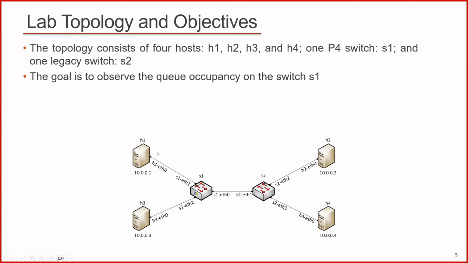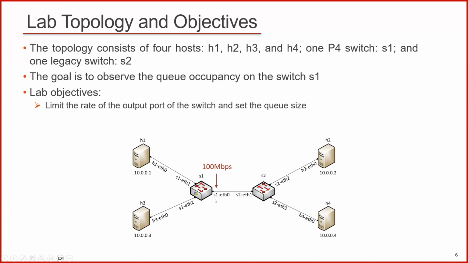So in this lab, this is how the topology looks like. We have 4 hosts, H1, H2, H3, H4. We have one P4 switch, S1. And we have a regular switch, non-programmable switch, S2. And the goal is to observe the queue occupancy on the switch S1 here.